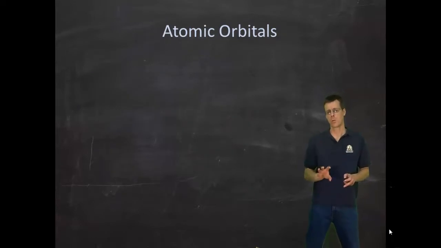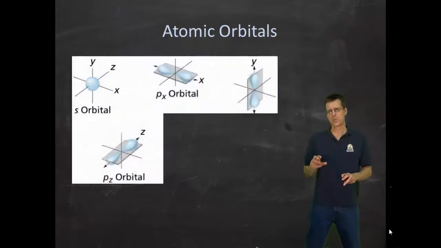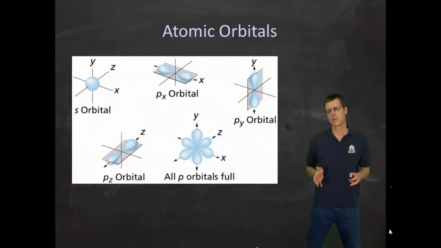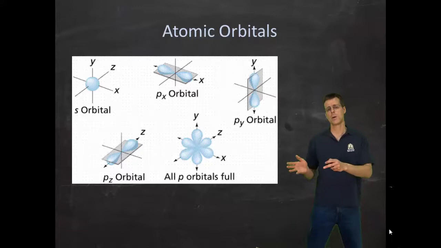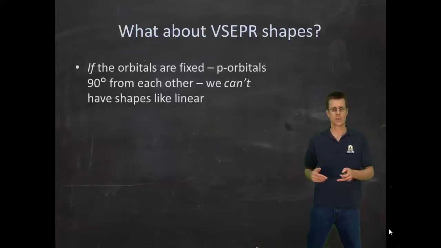Let's start with atomic orbitals, the orbitals that the electrons exist in in the atom. We can have s-type orbitals, and then we can have p-type orbitals. And p-type orbitals can exist in three different orientations: up-down, left-right, in-out. When we put them all together in an atom, we end up with this big jumble. But what I want you to realize right now is that those p orbitals are at 90 degrees away from each other, which would make it a bit of a challenge forming bonds that have shapes like we see in VSEPR.